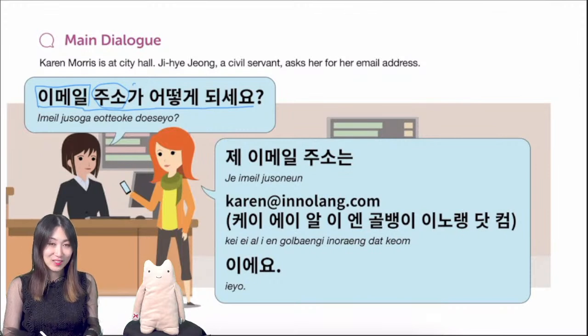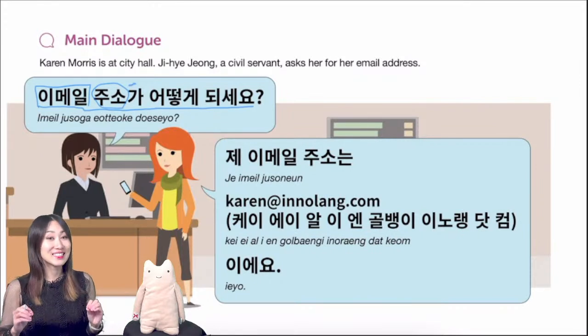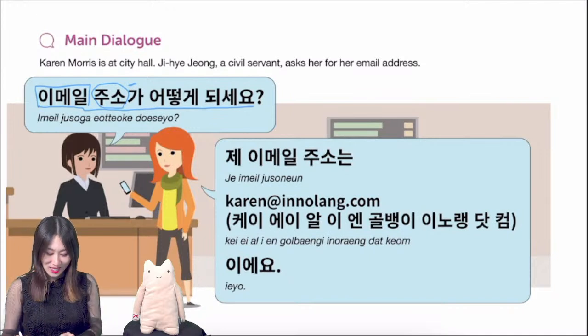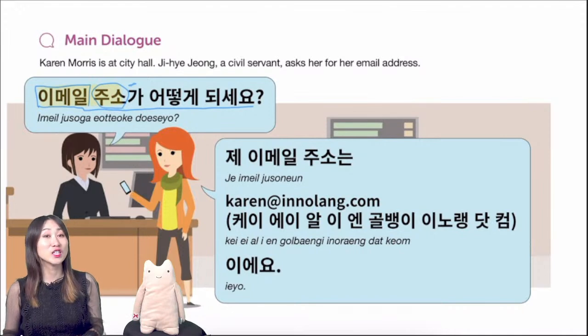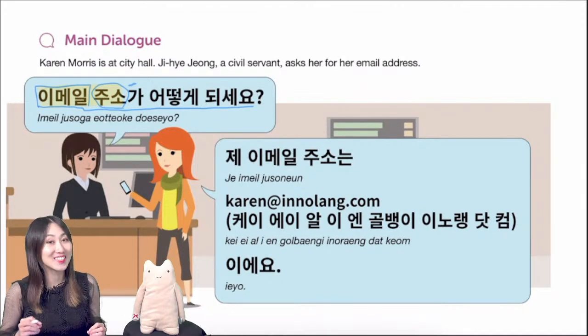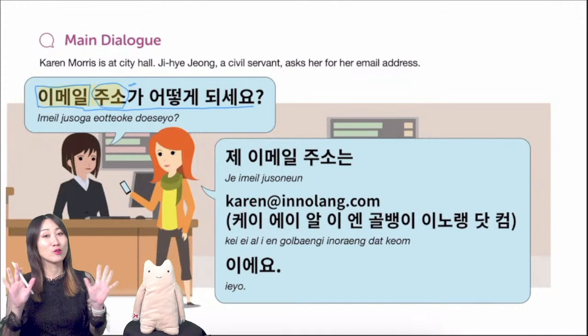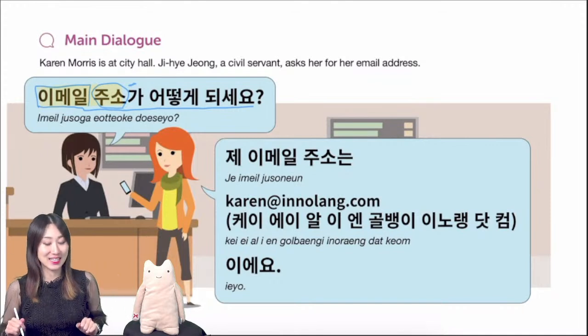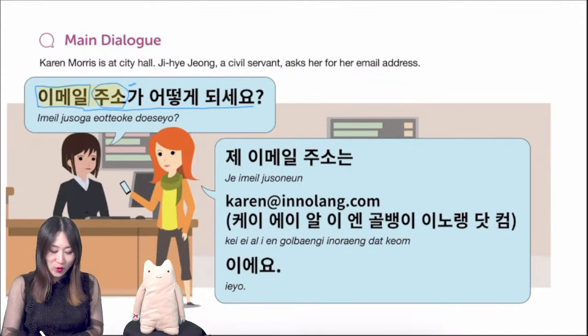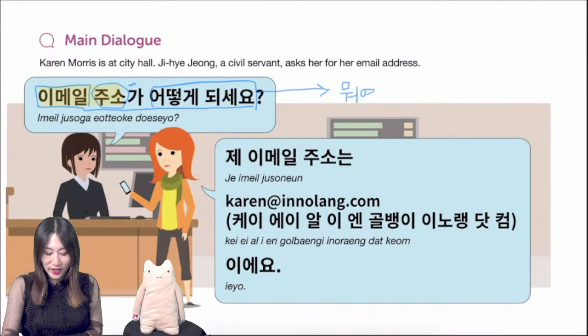가 is a subject marking particle, making email 주소 the subject of the sentence. So I'm saying, email 주소 is the subject of the sentence. And 어떻게 되세요 is exactly the same as 뭐예요?